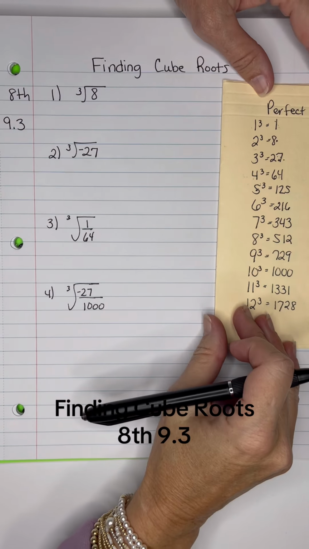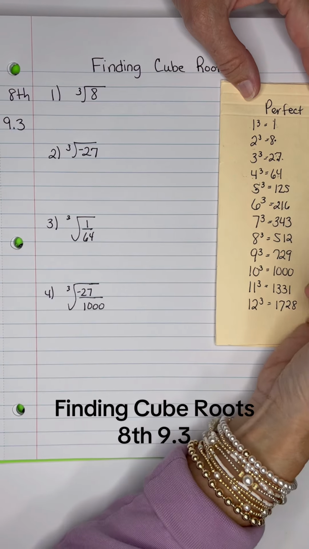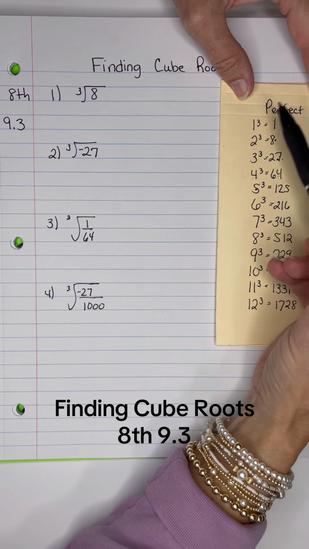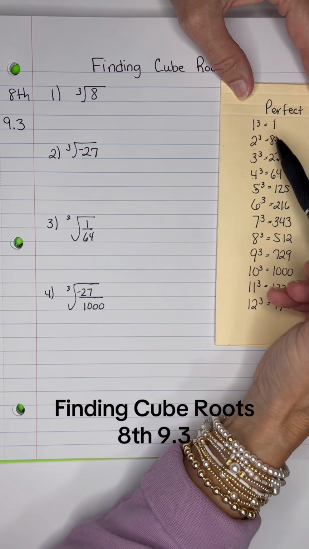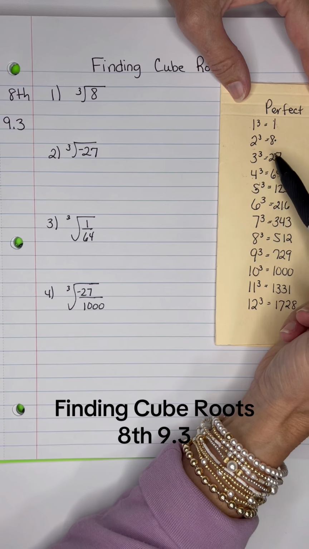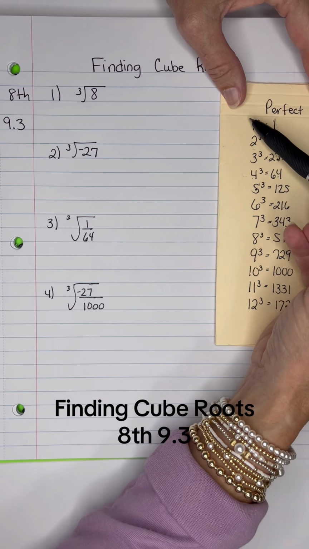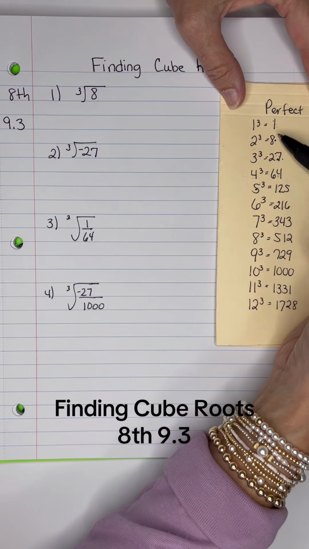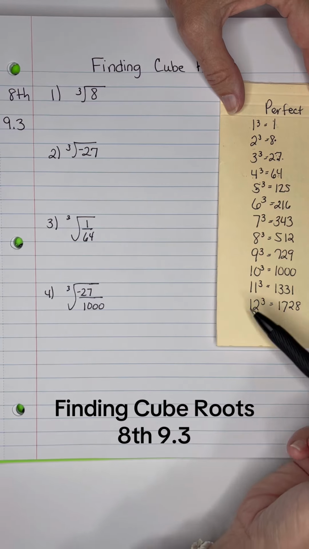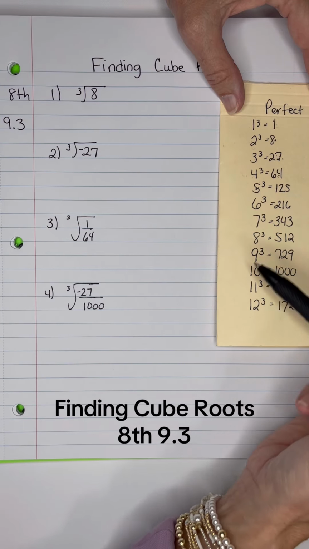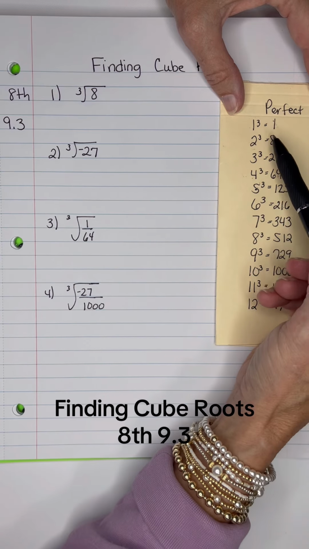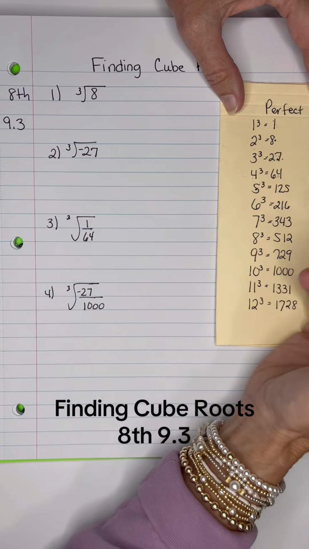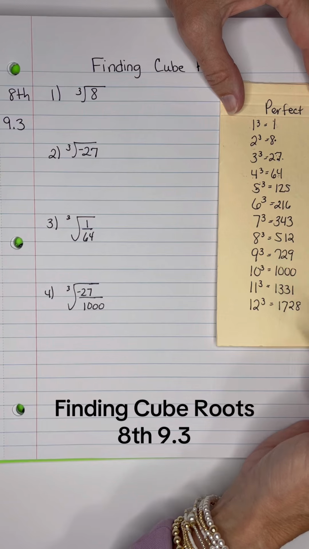Talking about finding cube roots. If you look at this list over here, if I multiply 1 times 1 times 1, I get 1, and 2 times 2 times 2 is 8, and 3 times 3 times 3 is 27. Here I have a list of my first 12 cubes and what you get. Now, if you take the cube root of these numbers, the cube root of 8 is 2, and the cube root of 27 is 3, and there's the first 12 of them.